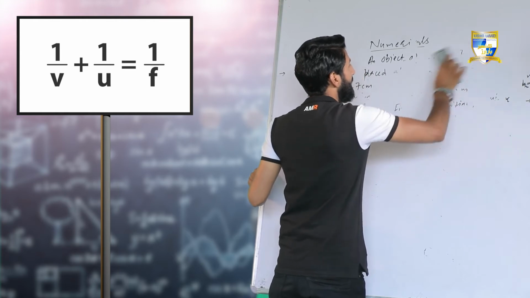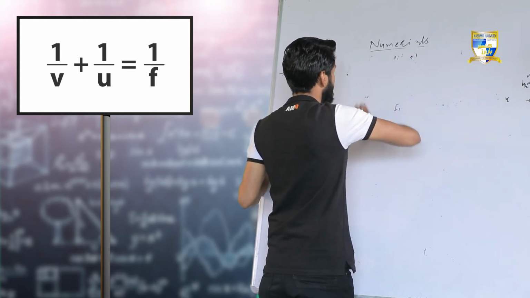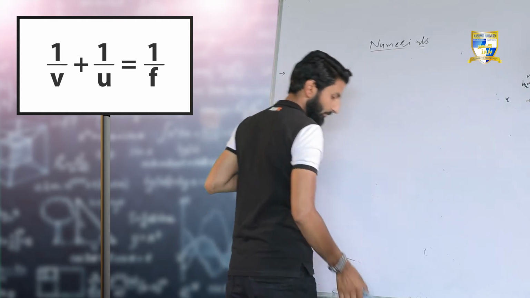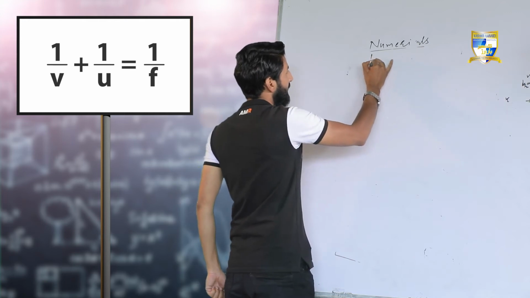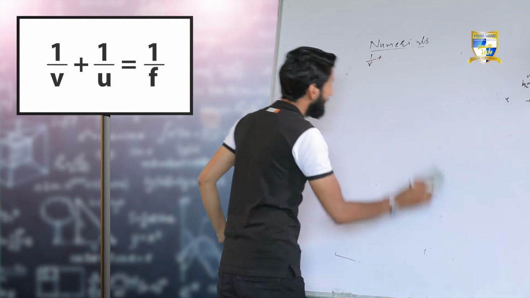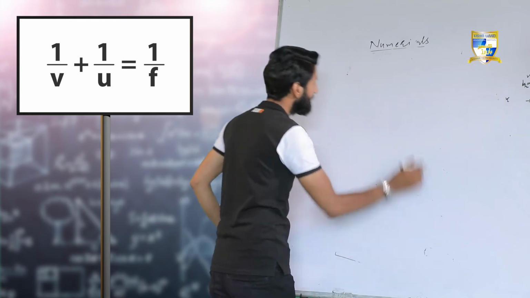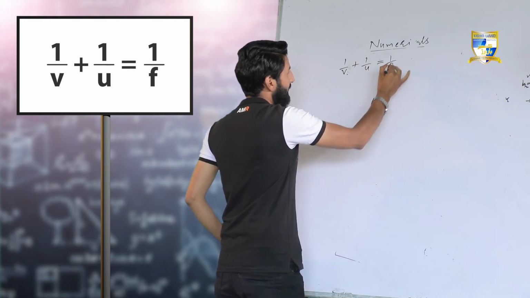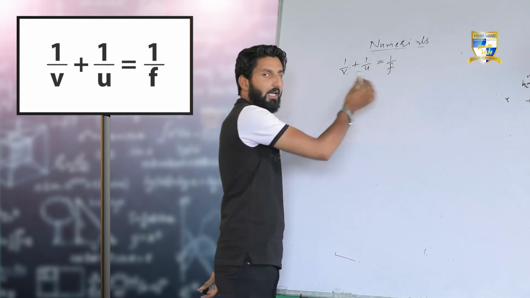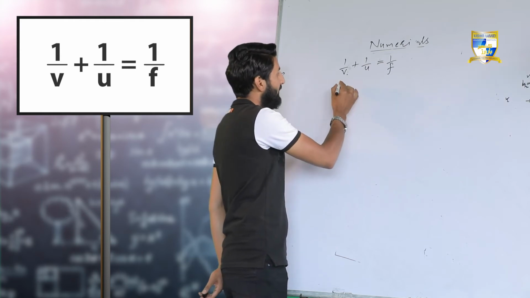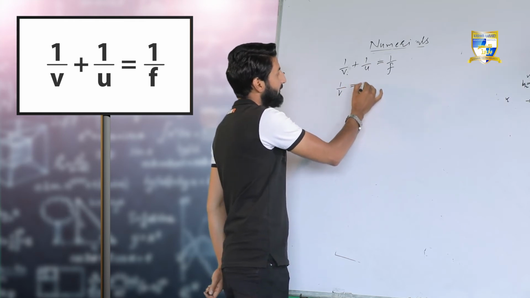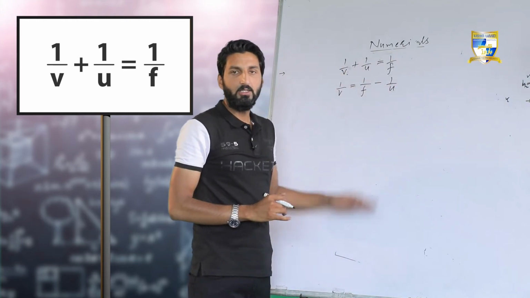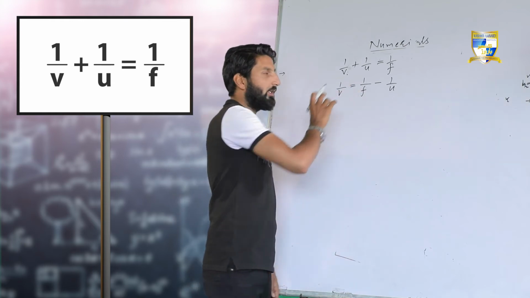We would write down the mirror formula first. 1 by V plus 1 by U is equal to 1 by F. We are given U and F. We have to calculate V. So I would isolate V as 1 by V equals 1 by F minus 1 by U. I transposed 1 by U here and it is minus 1 by U. Now I would put the values.